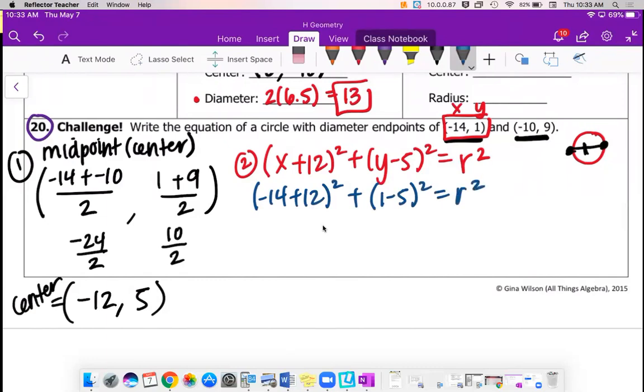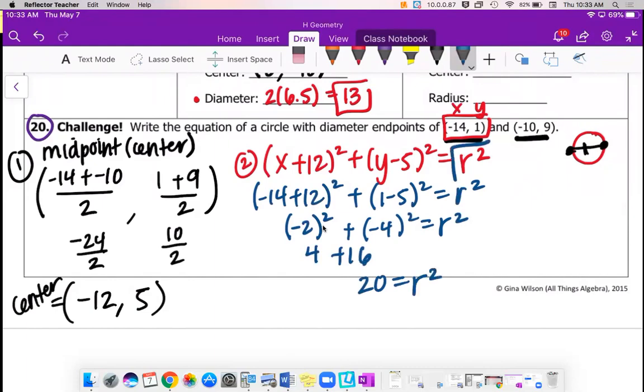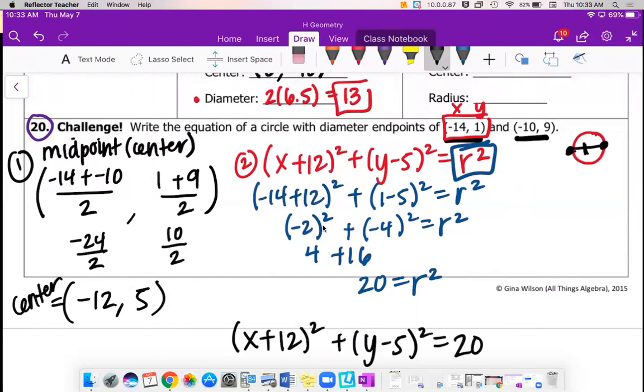Now it doesn't matter what point you use, I just picked one. So if I do -14 plus 12, this becomes -2 squared. And then 1 minus 5 becomes -4 squared equals radius squared. So this is 4 and 16, so we get 20 is our radius squared. And then we know we're done because that's what we needed to get our equation up here. So my final equation for the circle is x plus 12 squared plus y minus 5 squared equals 20. And then you're done. So I hope that makes a little sense.